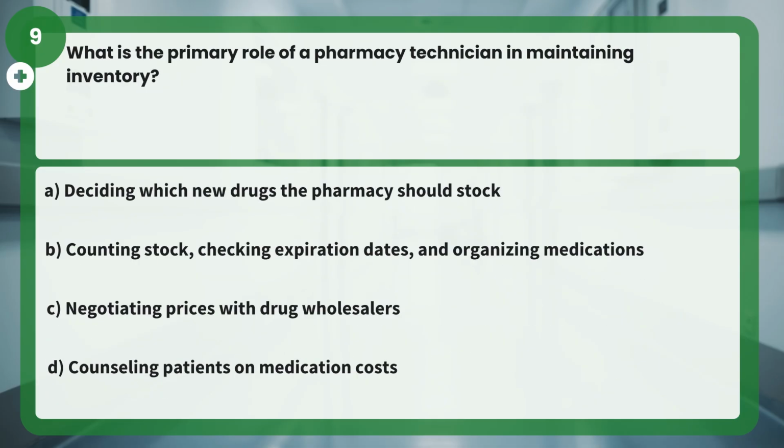Question 9. What is the primary role of a pharmacy technician in maintaining inventory? A. Deciding which new drugs the pharmacy should stock. B. Counting stock, checking expiration dates, and organizing medications. C. Negotiating prices with drug wholesalers. D. Counseling patients on medication costs.